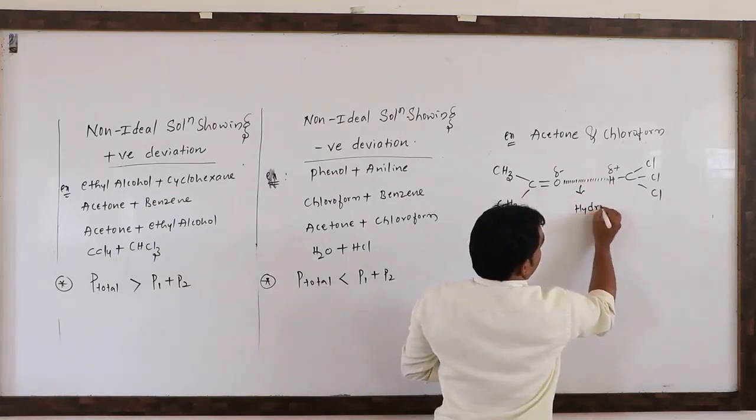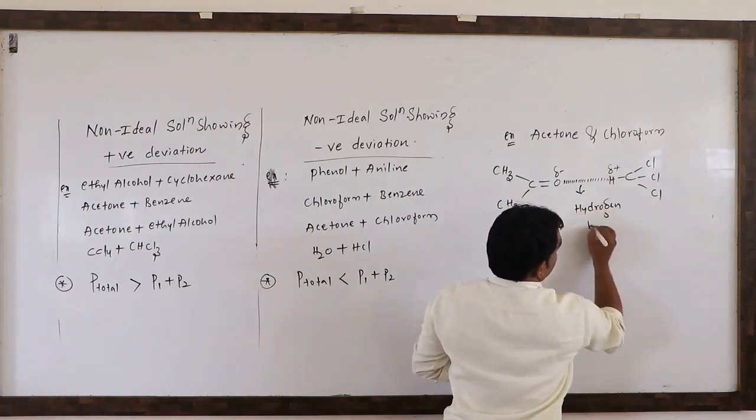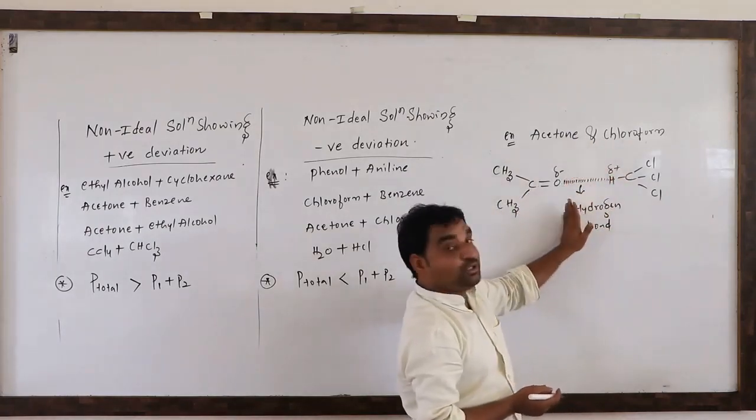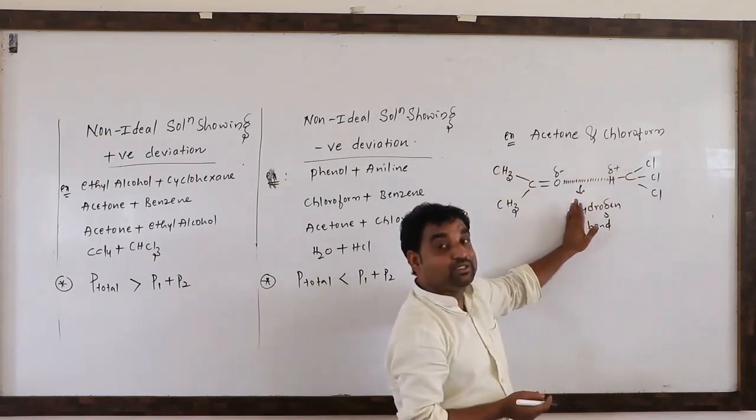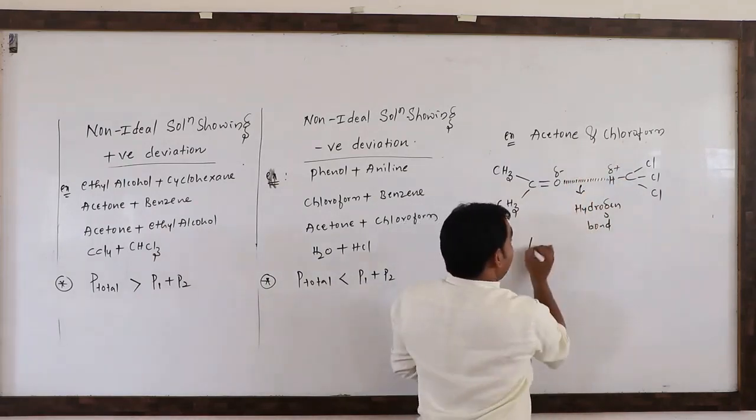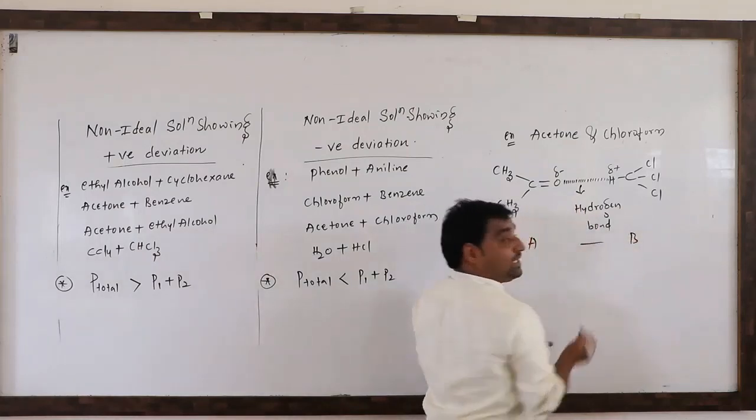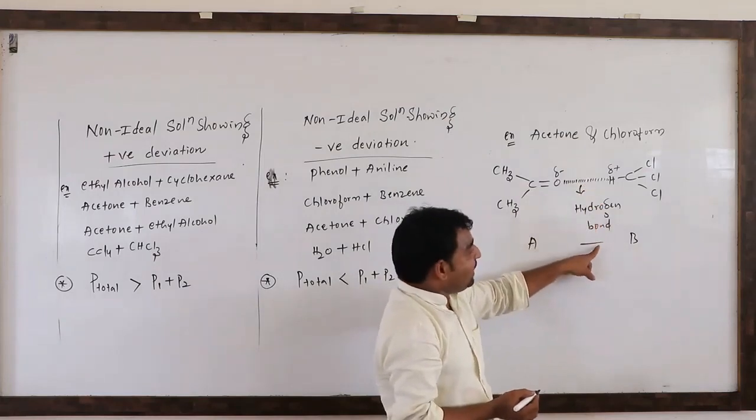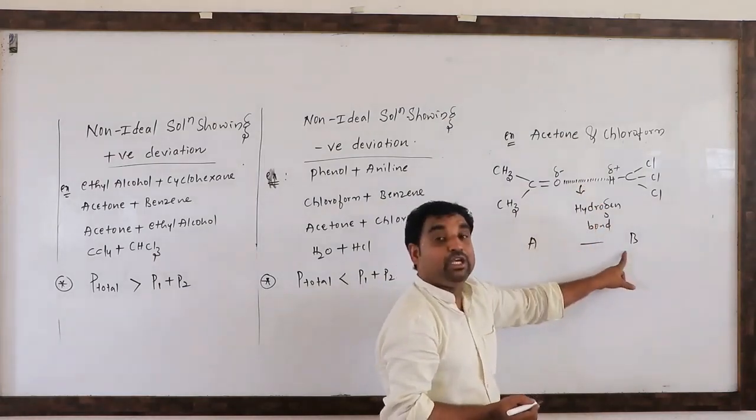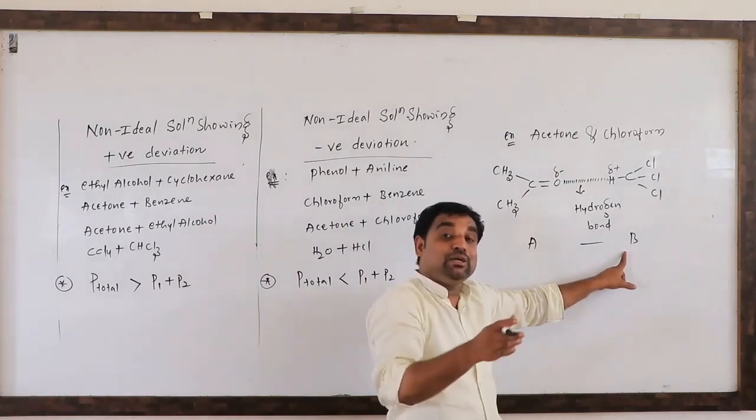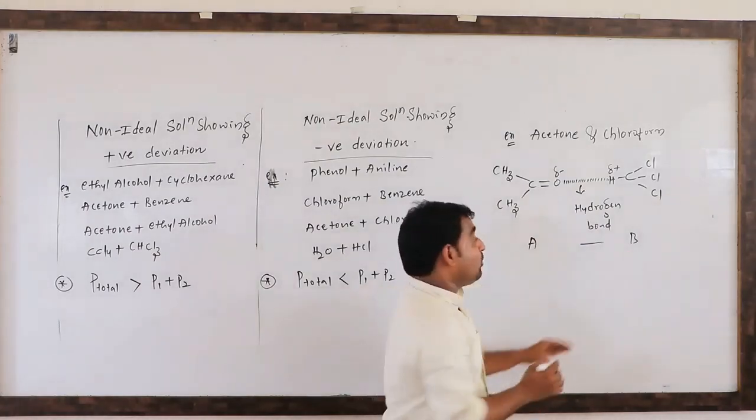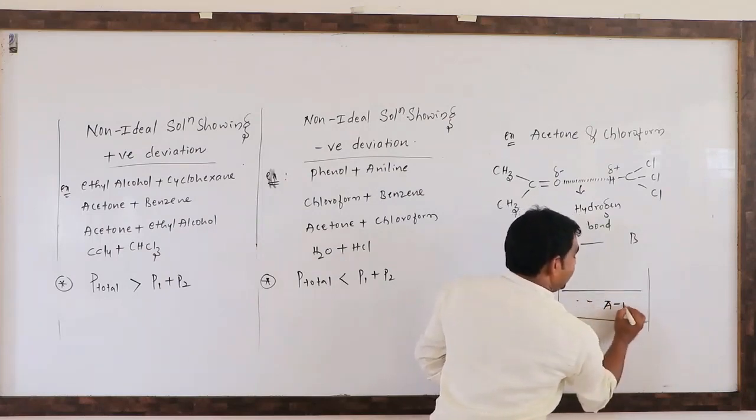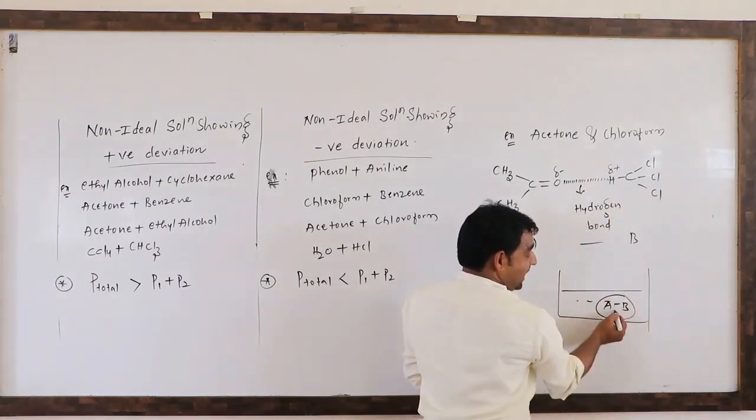So after the addition of chloroform to the acetone, there is a formation of hydrogen bond taking place. It means the escaping tendency of A and B will decrease, because after addition a hydrogen bond is taking place. If the escaping tendency of A and B decreases, a smaller number of vapor molecules are formed over the solution. So this is the AB interaction after the addition. So there is a hydrogen bond.